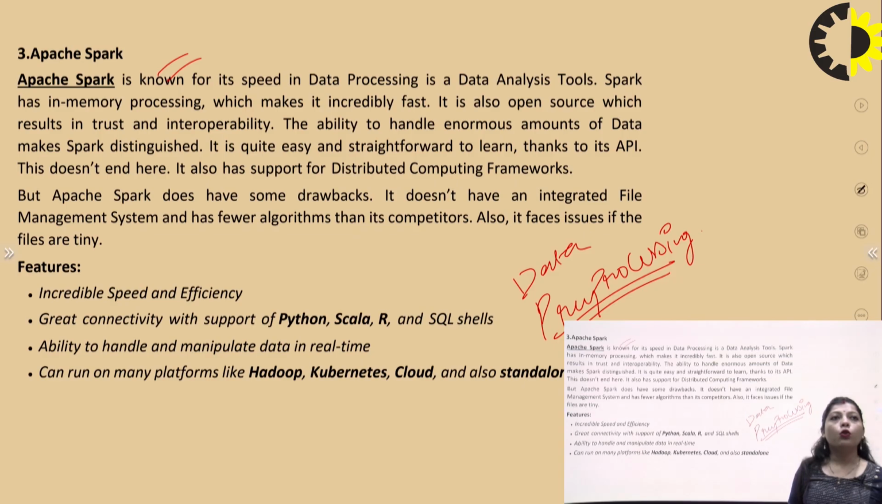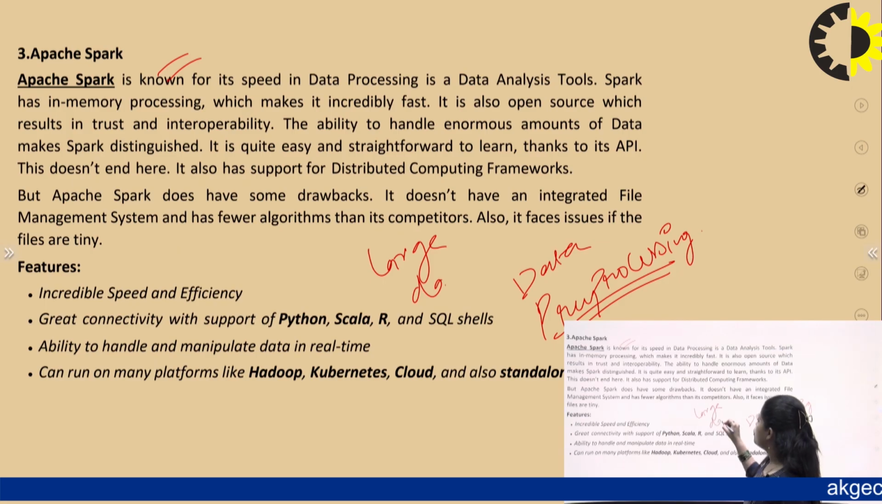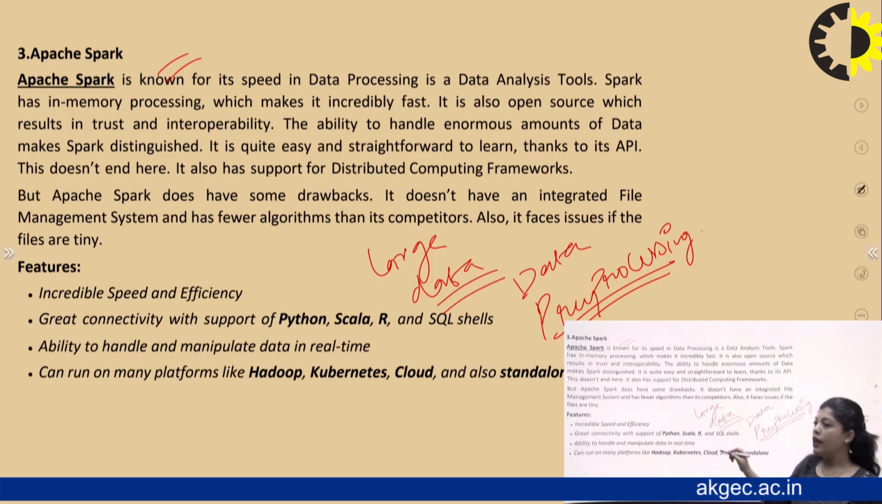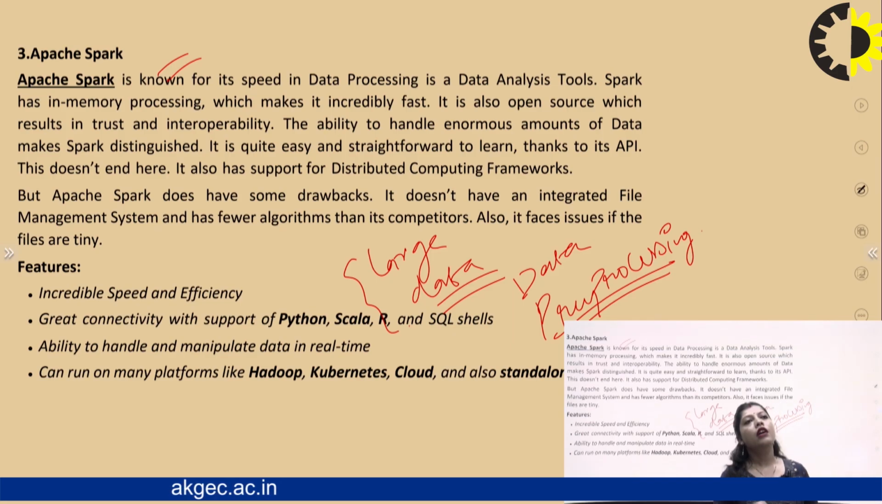The ability to handle enormous amounts of data makes Apache Spark distinguished. It is quite easy and straightforward to learn, thanks to its API. It has the ability to process large data, so we use this tool if we have large data. Previously, we said Power BI is not meant for large data, it is for small data. But if we are talking about large data, we can use the Apache Spark data analytics tool.